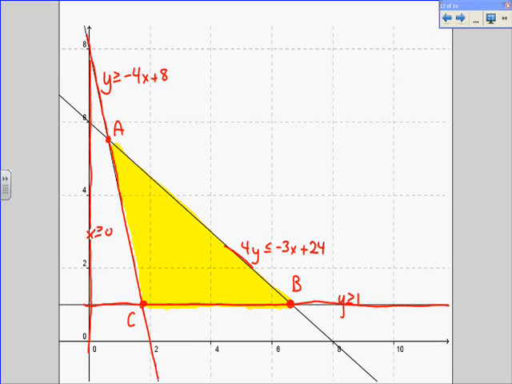So first thing I'm going to think about, A is the intersection between what two lines? Well, it's the intersection between y is equal to, that's the equation of my boundary line, negative 4x plus 8, and 4y is equal to, because it's a boundary line, negative 3x plus 24. Those are the two lines that meet at my vertex A.